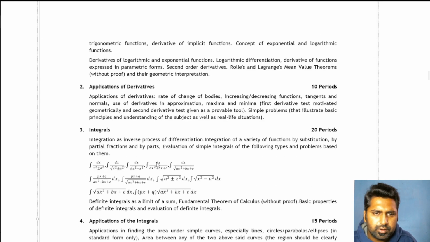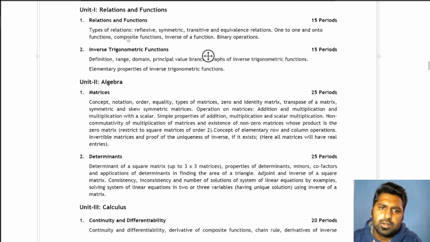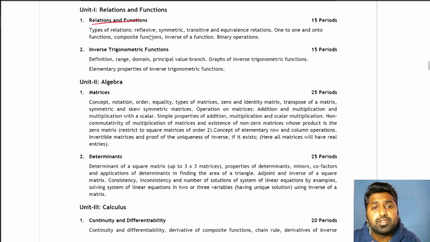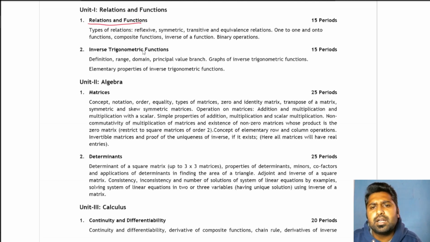Now for the grade 12th part, grade 12th will start with relation and function. Again, I told you that relation and function in grade 11th will be combined with this. We have to study different kinds of relations: reflexive, symmetric, transitive, equivalence. The questions are usually based on this. You have to understand the definition, that how a relation is reflexive in nature, symmetric in nature.